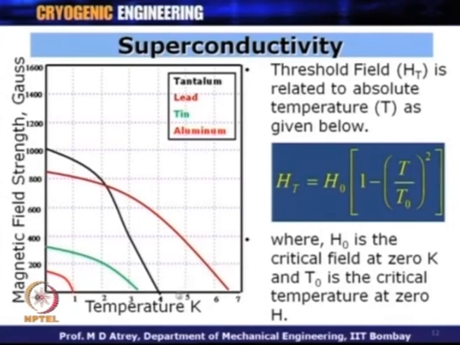So, if I want to find out the value of Ht at any temperature, let us say 5 Kelvin, I just put the value T equal to 5 over here. The corresponding T0 value is around 6.5, and I know the value of H0, which is around 850, for example. I can calculate what the field strength is at a temperature equal to 5 Kelvin in that case.